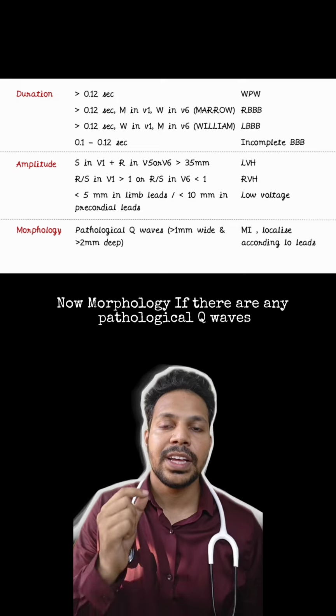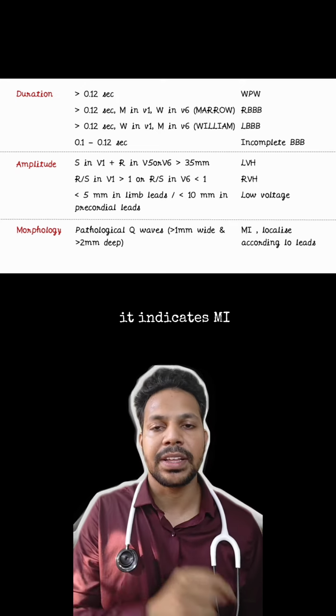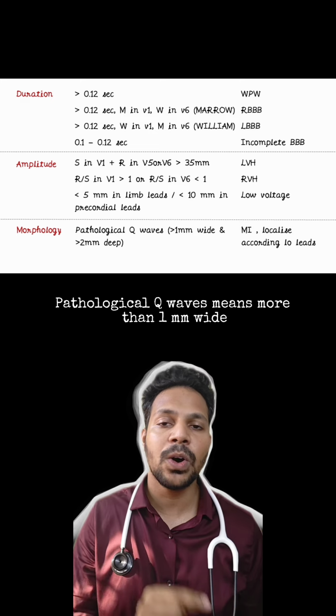Now morphology. If there are any pathological Q waves, it indicates MI. Pathological Q waves means more than 1 mm wide or more than 2 mm deep.